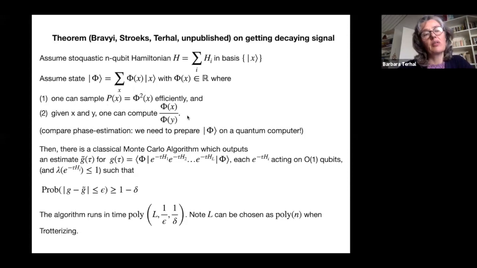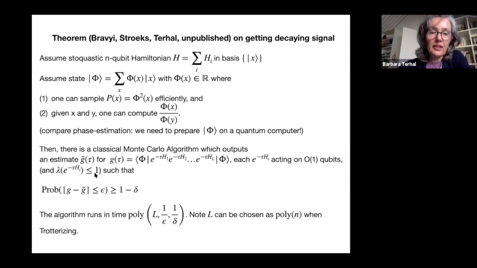And then we define a Monte Carlo algorithm which outputs an estimate for this quantity. So we take the state, then we take the terms in the Hamiltonian, and we trotterize them. Let's say we trotterize them in L steps, so we take a sequence of these terms for L rounds. Here it looks like every term is only used once, but that's not really relevant, because this comes out of some trotterization. Each of them acts on order 1 qubits.